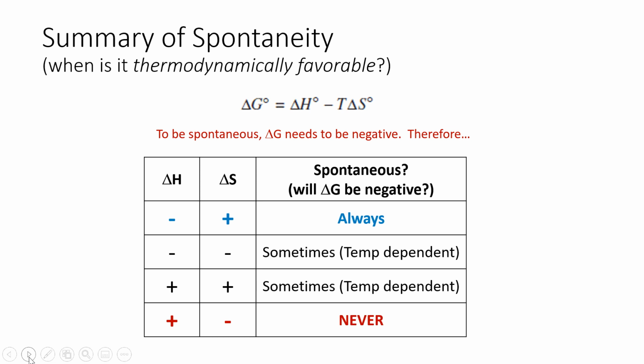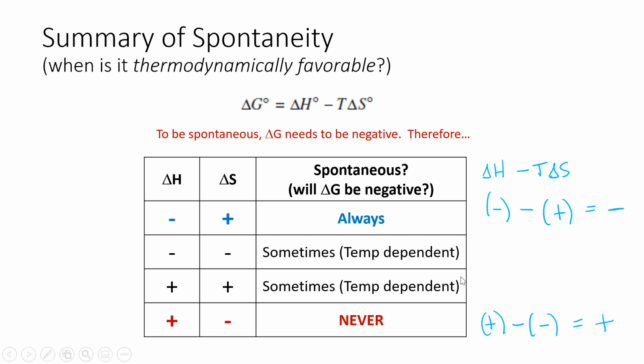Here's another way of summarizing the various possible mixes of sign and what impact that has on G. If you think about it mathematically, using this equation, delta H minus T delta S, if H is negative and S is positive, a negative minus a positive will always give you a negative number no matter what. And the opposite is true: a positive minus a negative will always give you a positive value. So this top scenario is always favorable. This bottom scenario is never favorable.